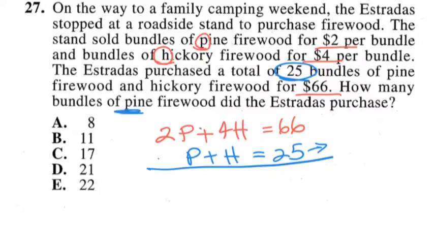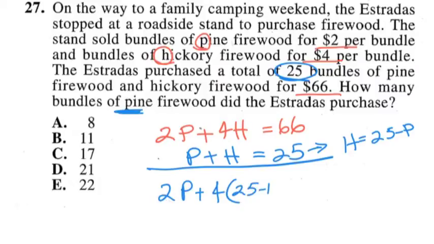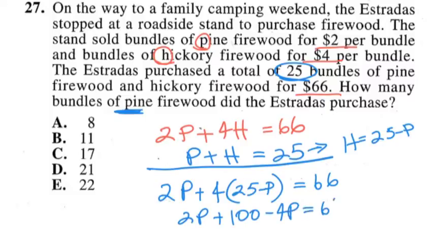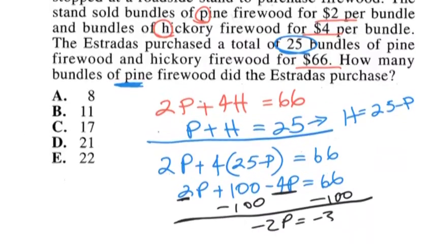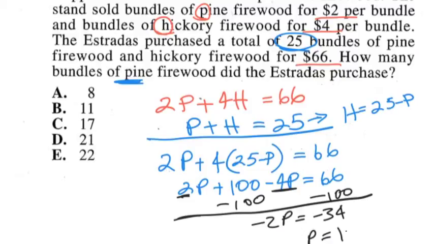Now in this particular case, they asked me for how many pine bundles we bought. So I'm going to substitute this time, and I get hickory is equal to 25 minus P. So I come back down and I multiply it out. 2P plus 4 times 25 minus P, which is my expression for H, is equal to 66. Now I have 2P plus 100 minus 4P is going to equal 66, and that gives me a minus 100 from both sides, and I end up with minus 2P equals a minus 34. Now when we divide both sides by negative 2, we get P is equal to 17, making C the answer.